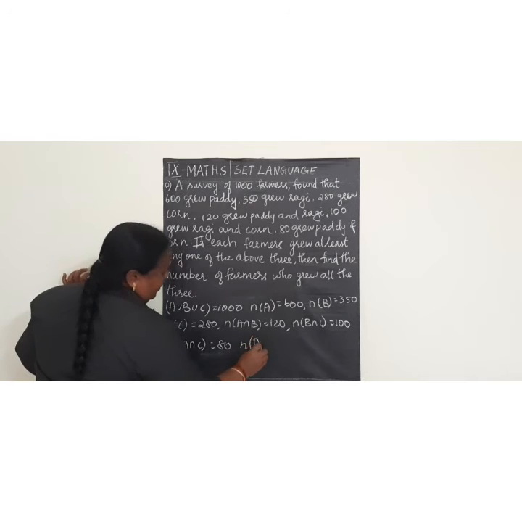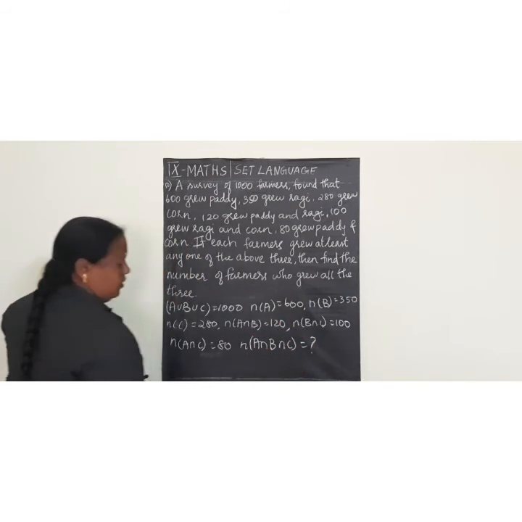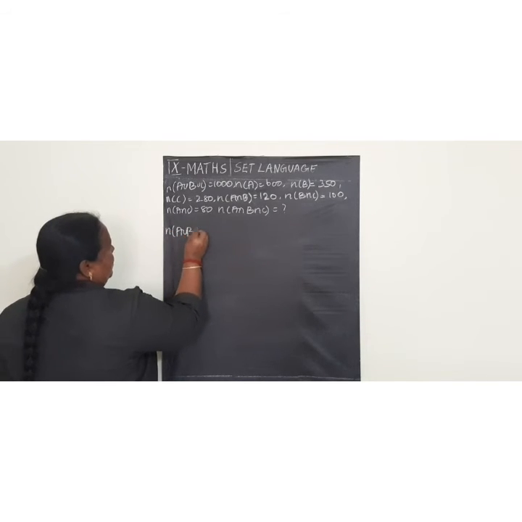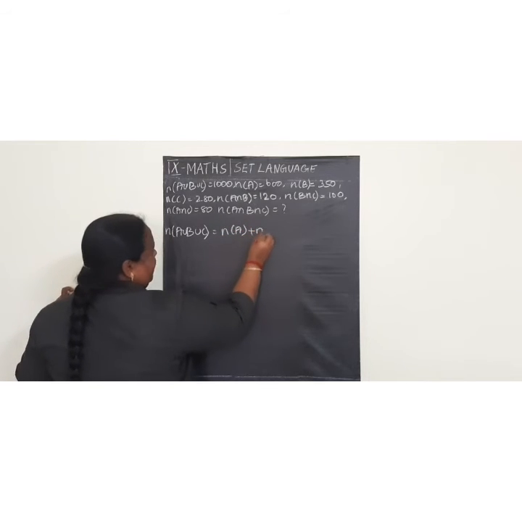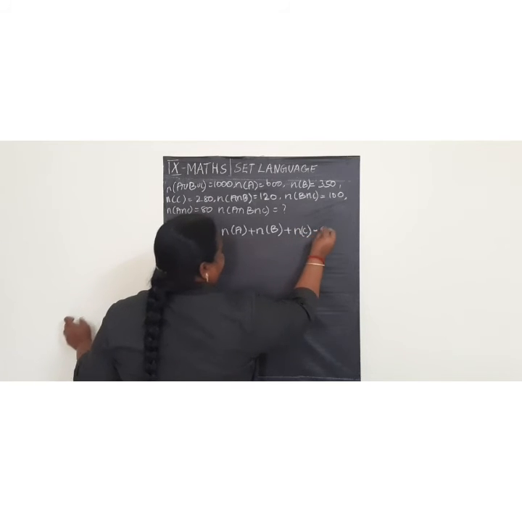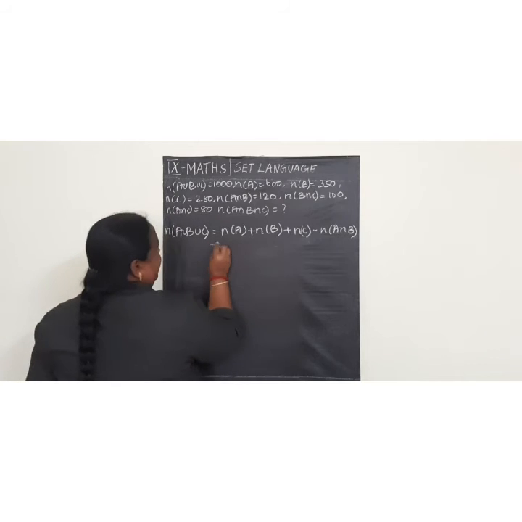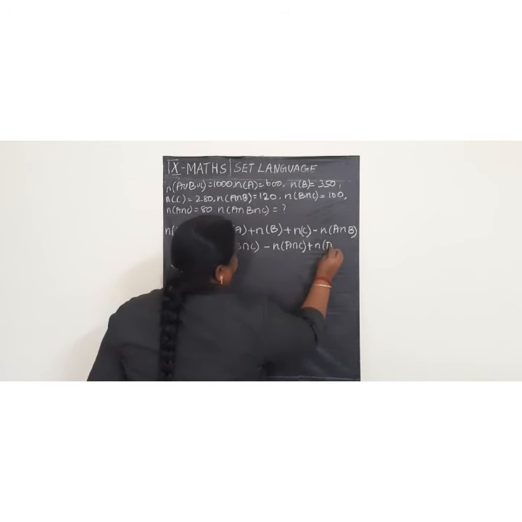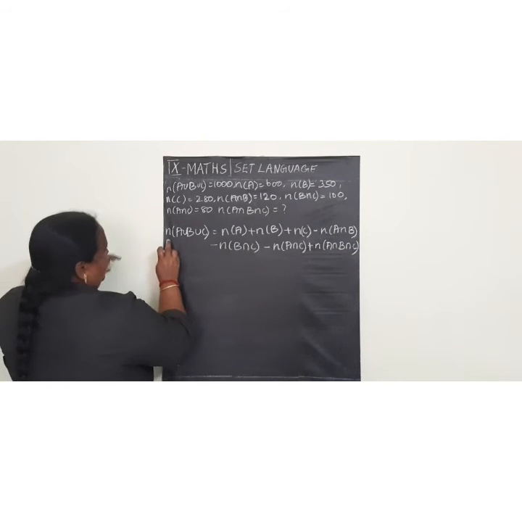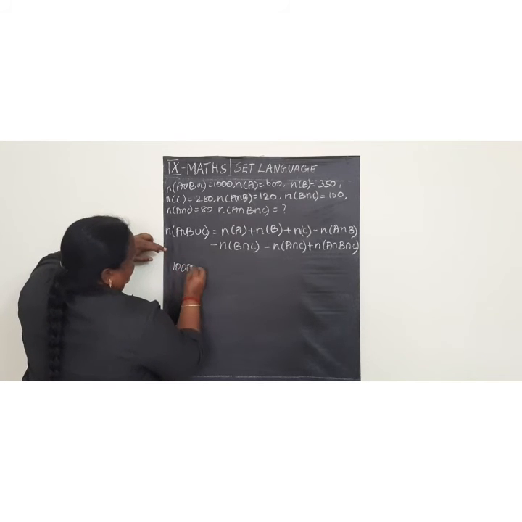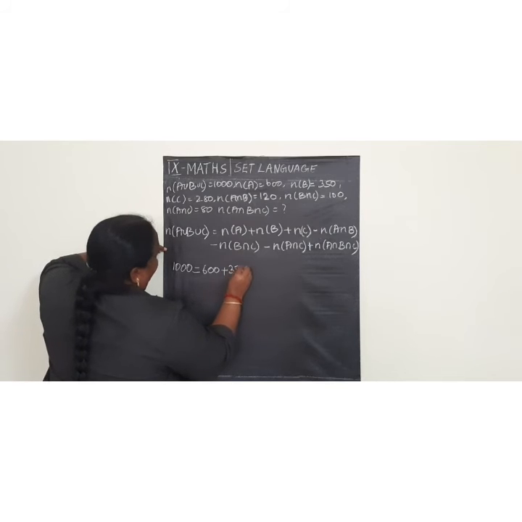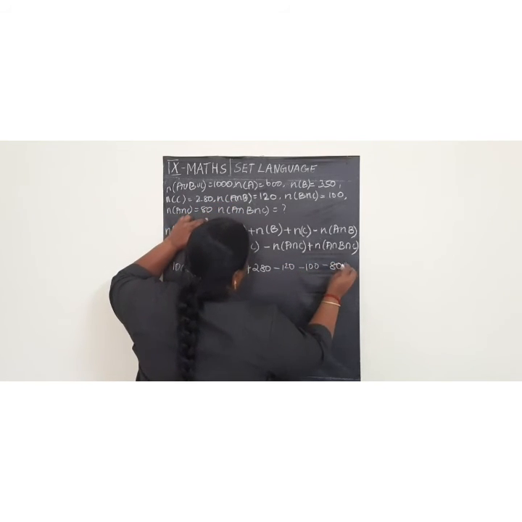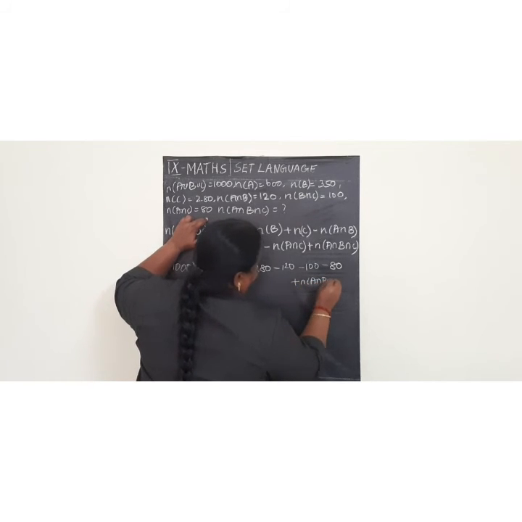So we have to find N of A intersection B intersection C. By using the formula, N of A union B union C is equal to N of A plus N of B plus N of C minus N of A intersection B minus N of B intersection C minus N of A intersection C plus N of A intersection B intersection C. We know that N of A union B union C is 1000, so 1000 is equal to 600 plus 350 plus 280 minus 120 minus 100 minus 80 plus N of A intersection B intersection C.